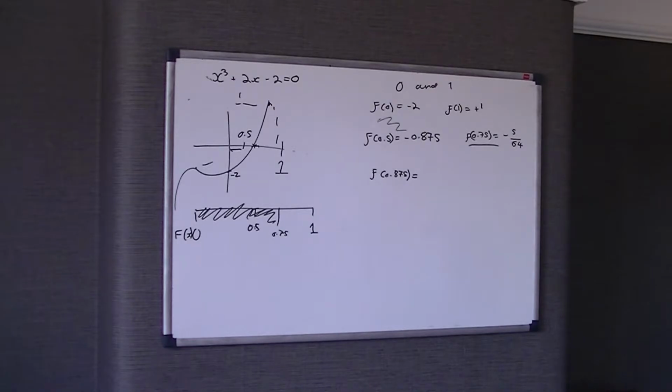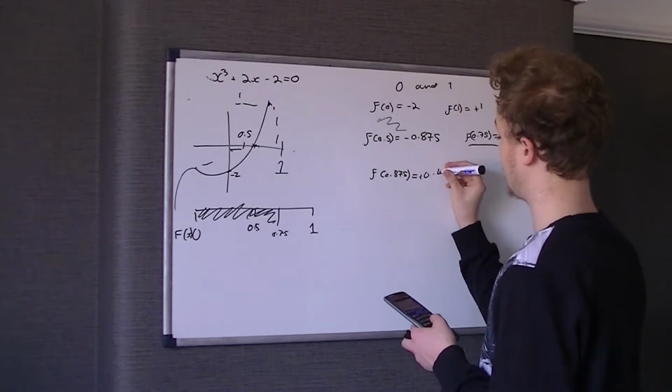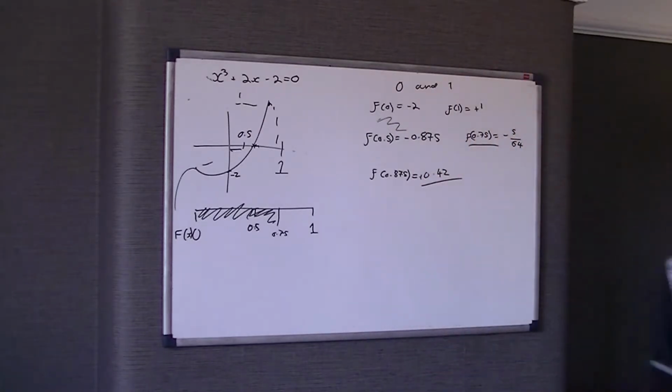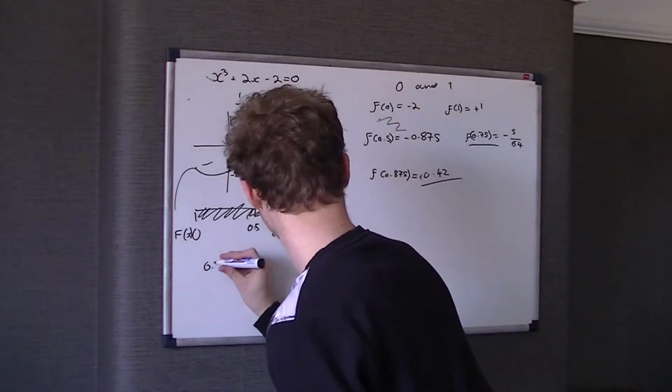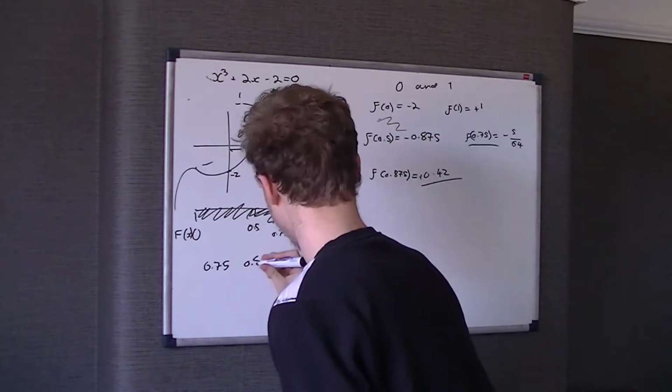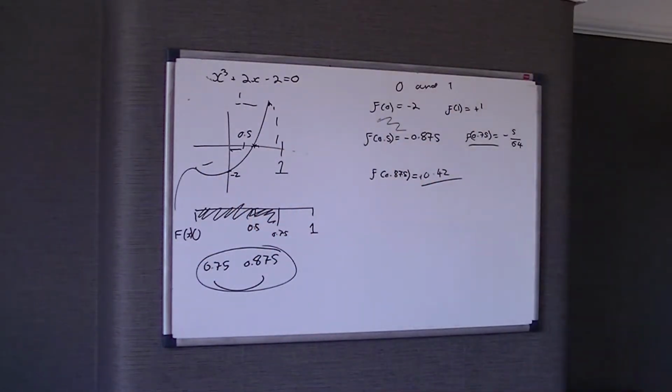Okay, 0.875, by the way, it doesn't take much. 0.875 plus 2 times 0.875, take 2. That gets you a positive figure of 0.4199. Okay, so we know that there's been a change of sign between 0.75 and 0.875. So somewhere between these two values of x there has been a change of sign.